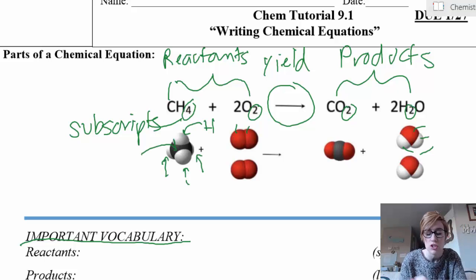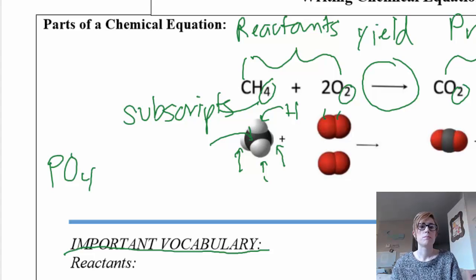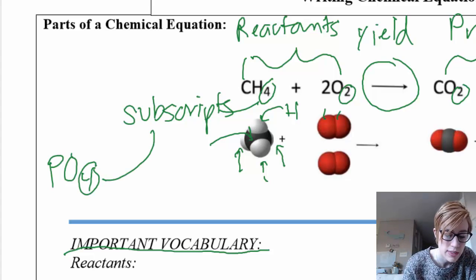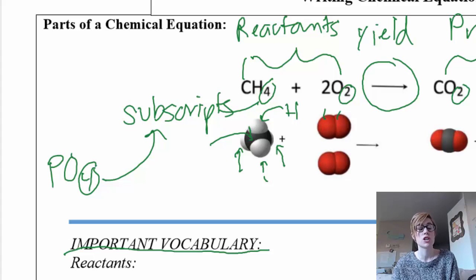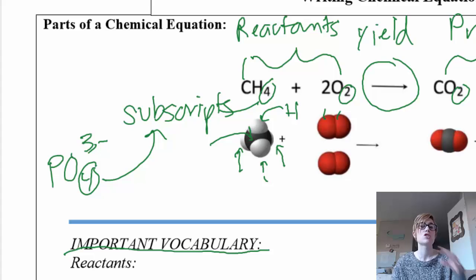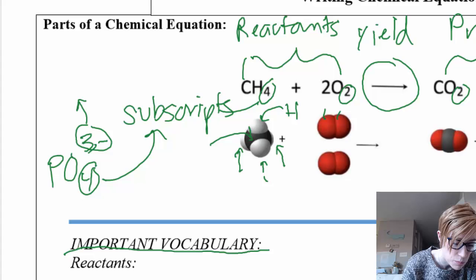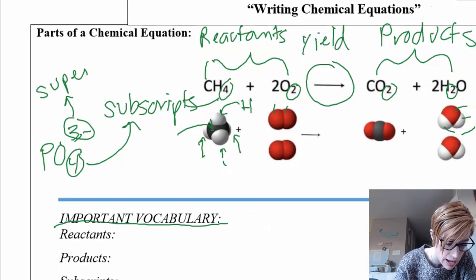Now, there's another term called superscript. If I showed you a polyatomic like PO4 on the periodic table polyatomic chart, you'll see this written there. That 4 is the subscript, okay? That is how many atoms of oxygen are inside of this polyatomic. But then you'll also see a number up here, like 3 negative. That 3 negative is the superscript. It's the number on top. A superscript is representative of the charge of the atom.